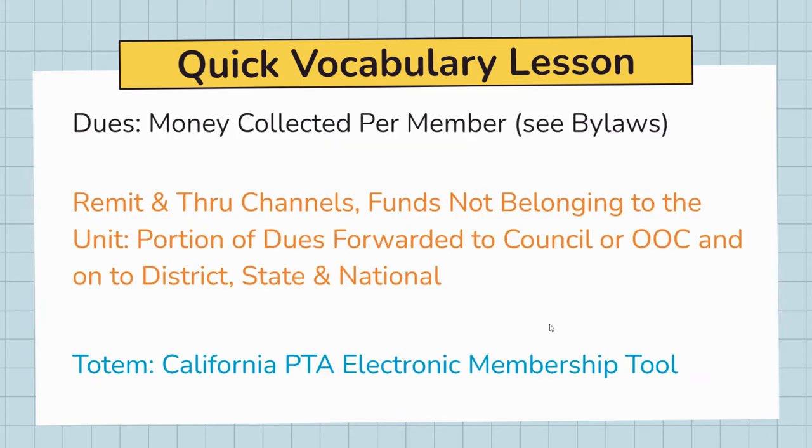Dues, so that's the money collected per member. So the dues are simply the amount of money a person pays to have a membership annually. And this is determined by your bylaws. So it can be changed, but it is a long process. You simply can't decide to increase your dues willy nilly. No one on your board can. And there's a full on bylaws review process and approval process that is several months long.